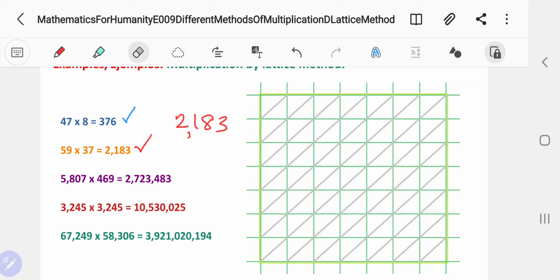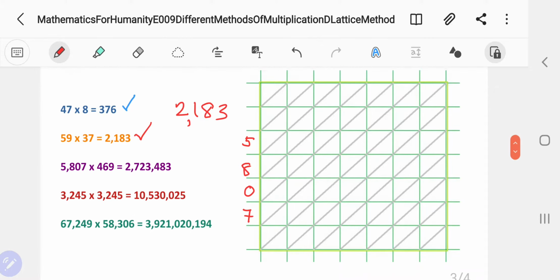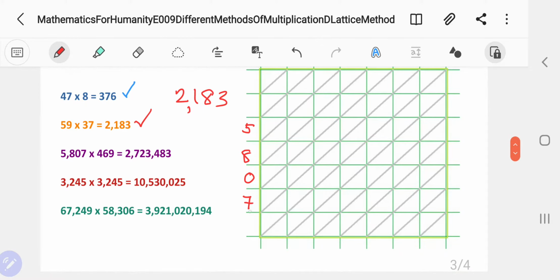So anyway, the next one is 5807. You have here 5807, and then I'll multiply that with 469.